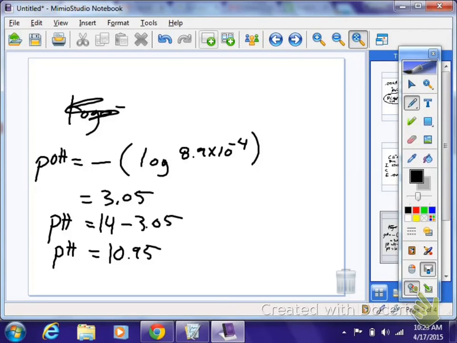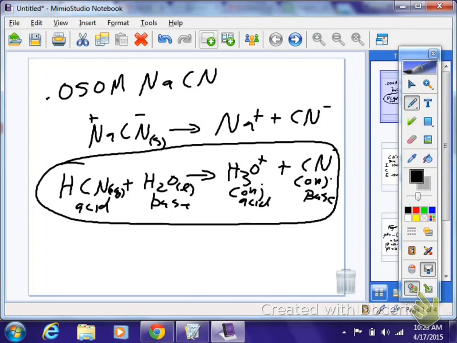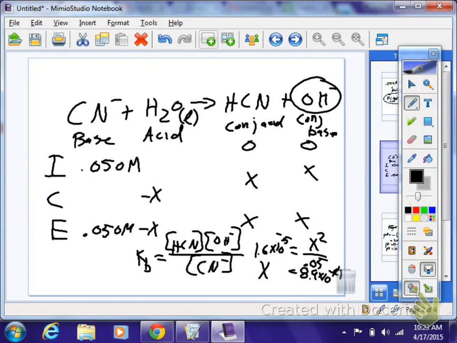Okay, I want to review this real quick. Okay, so hopefully you guys are paying attention. I know that these periods are a little bit longer, but I have to go through it this way. Okay, so we'll start off with our ICE. It dissolves. It makes CN minus ions, which are going to make a base, react with water to make conjugate acid, conjugate base. Then what we can do is we can go through our ICE to solve for X. When we solve for X, that's OH ions.